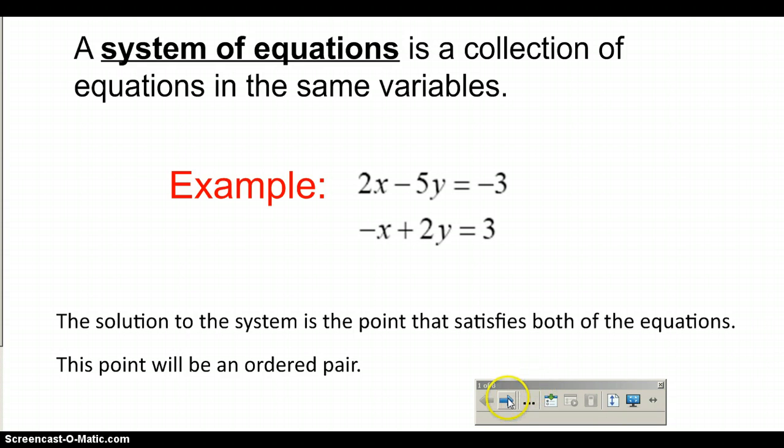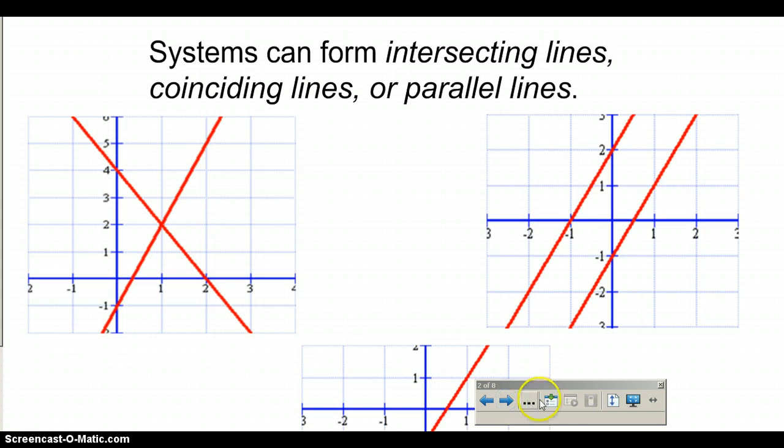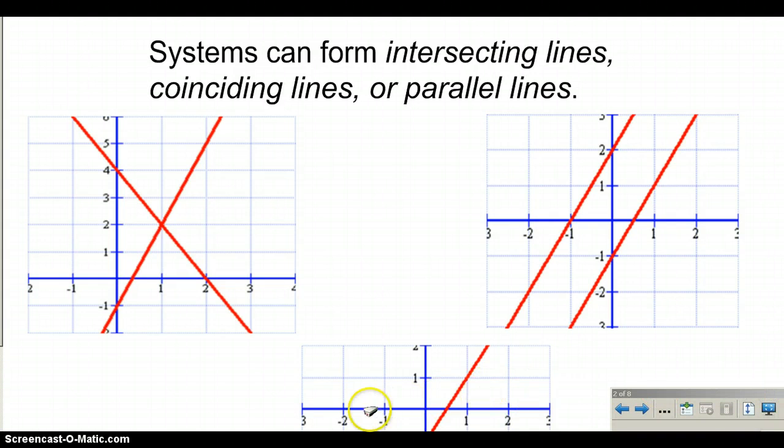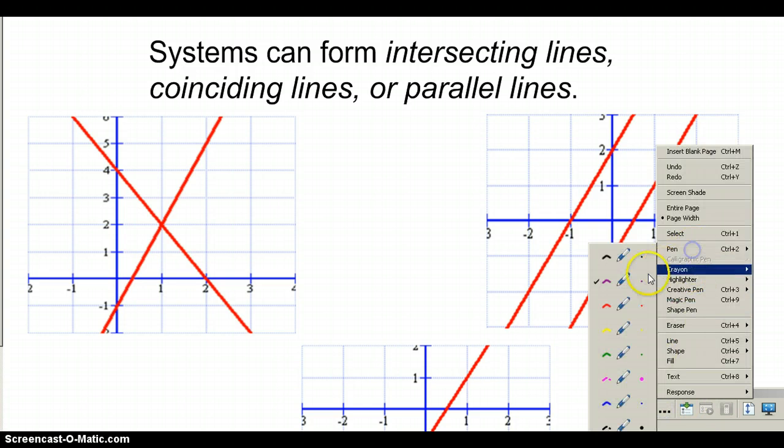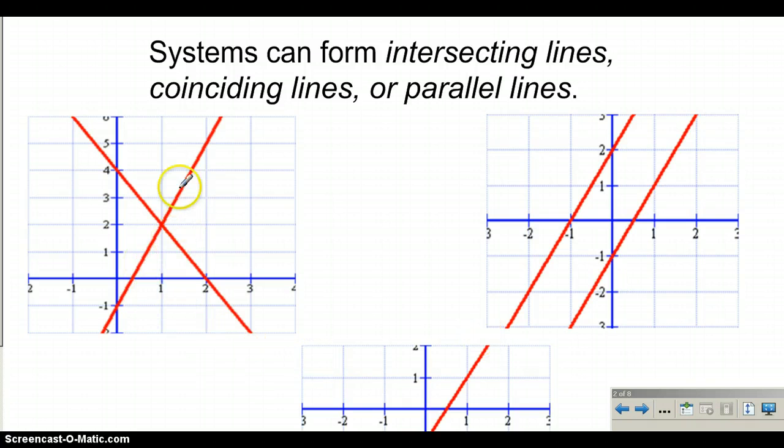So we're first going to take a look at some equations that are already graphed for us. Slide this over a little bit. If we have these equations that are already graphed for us, we have systems that can form intersecting lines, coinciding lines, or parallel lines. So let me grab my pen here. We're going to look at this graph first.